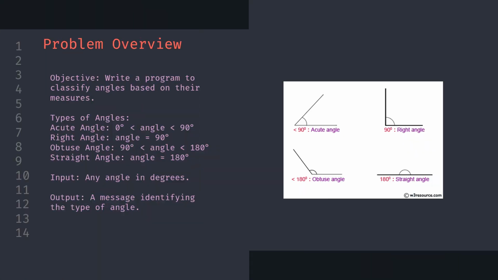The task involves determining the type of an angle based on its degree measure. For example, a 47-degree angle is acute, while a 145-degree angle is obtuse. Let's see how to implement this in JavaScript.